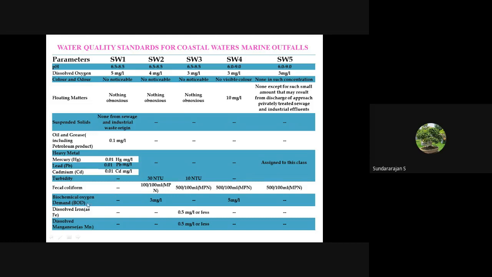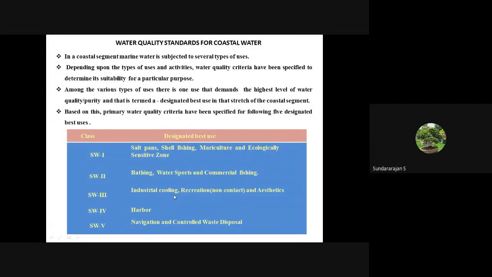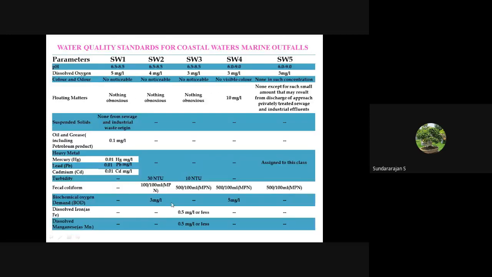Biochemical oxygen demand is one of the biological indicators for pollution load, particularly in the coastal and port areas. Iron is respectively 3, they are giving. So this is the industrial cooling water, irrigation and aesthetic uses. Given this, all the metals also, they have still not established in the standard.